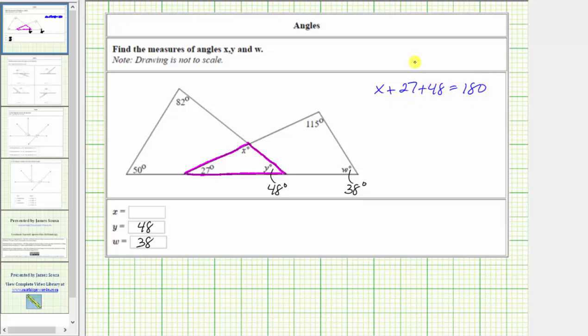Simplifying the left side of the equation, 27 plus 48 is equal to 75. We have x plus 75 equals 180. To solve for x, we subtract 75 on both sides of the equation. Simplifying, we have x equals 180 minus 75 equals 105. So because x equals 105, we know the measure of angle x is 105 degrees.